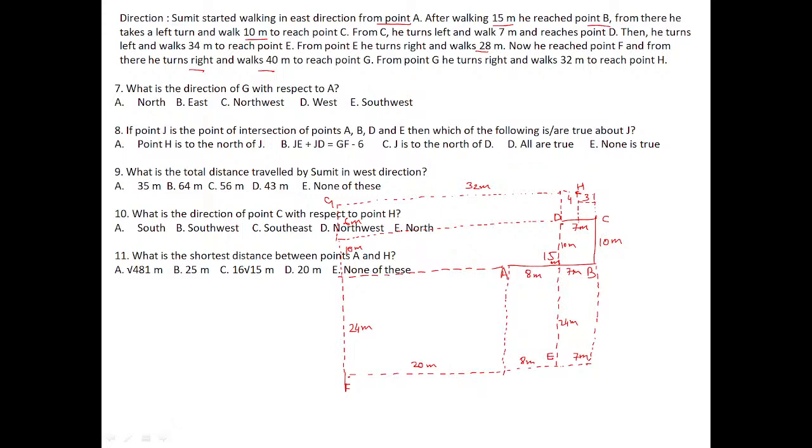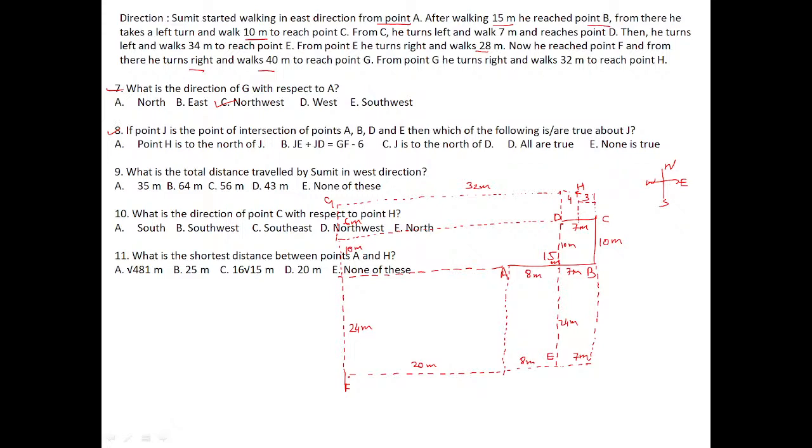Okay, so this is the basic diagram according to the question. We have already solved it out. Now moving to the questions here. What is the direction of G with respect to A? East, north, west, south? With respect to A, this is northwest. Yeah, perfect, right?